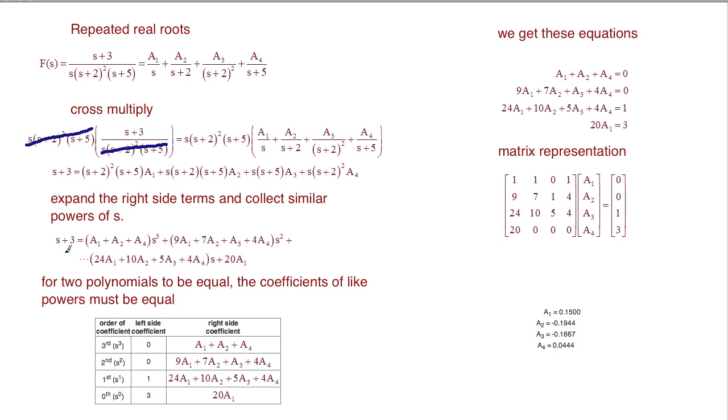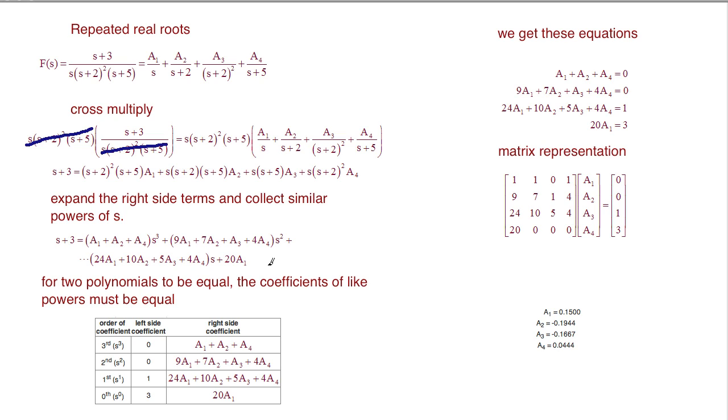Now, we have a polynomial on the left, a first order polynomial, equal to a third order polynomial on the right. The only way that two polynomials can be equal is if their coefficients term by term are all equal. In other words, the coefficients of s cubed are equal on both sides.